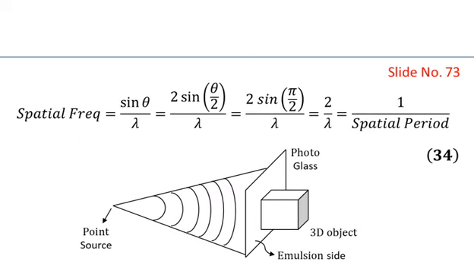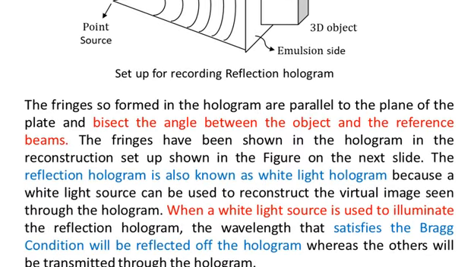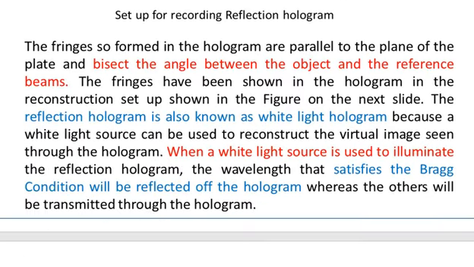And you know that here we have used the maximum value of theta to be 180 degrees, but you know that theta could be any value going from maybe slightly greater than 0 to the maximum value of 180 degrees, because of the scattered light from the 3D object hitting the photographic glass at different angles. The fringes so formed in the hologram are parallel to the plane of the plate and bisect the angle between the object and the reference beams.